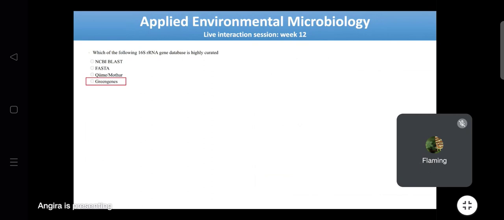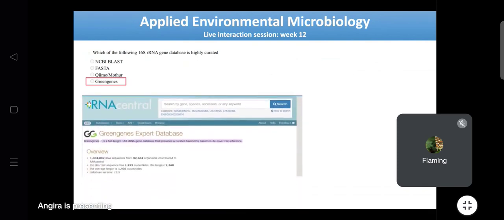So all these are actually nothing to do much with understanding. These are all general knowledge stuff. So basically, I put a picture of how the software tool looks like. If you search GreenGenes, this is what you will get in your Windows. So basically, it's a 16S. If you look at the first line, it is basically a full-length 16S rRNA gene database, and it provides a curated taxonomy-based de novo tree inference. So the correct answer is basically Greengenes.